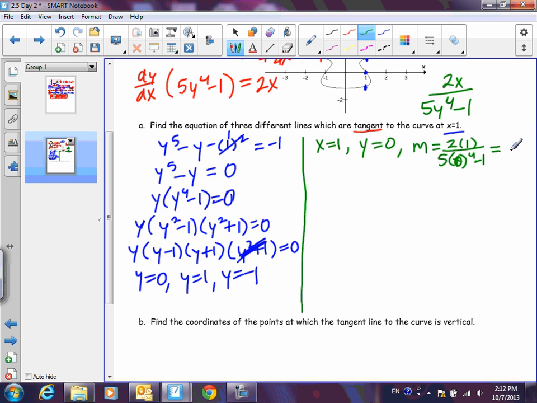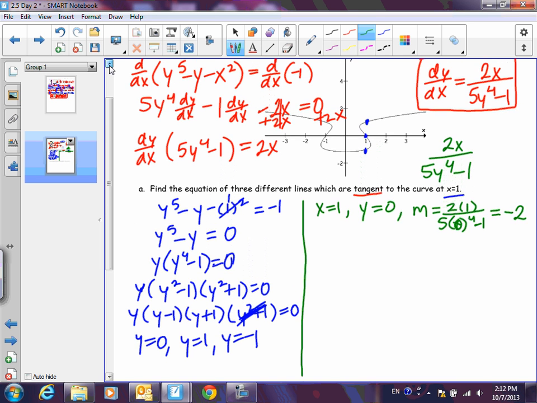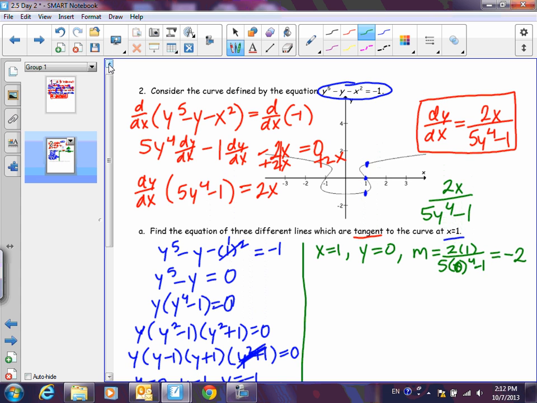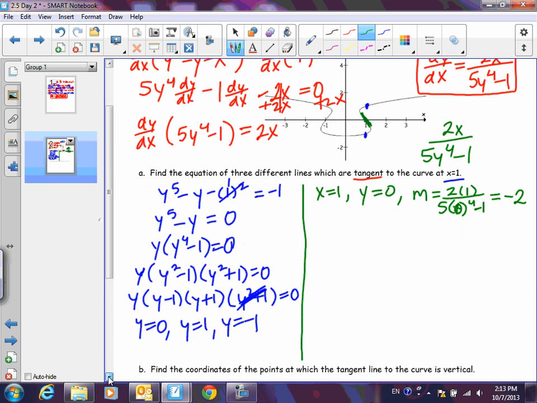Negative 2. All right. So let's go up to the graph and let's just see, does it make sense that my slope at y equals 0 and x equals 1 is negative 2? Yes. So again, we didn't need the graph, but it definitely helped.